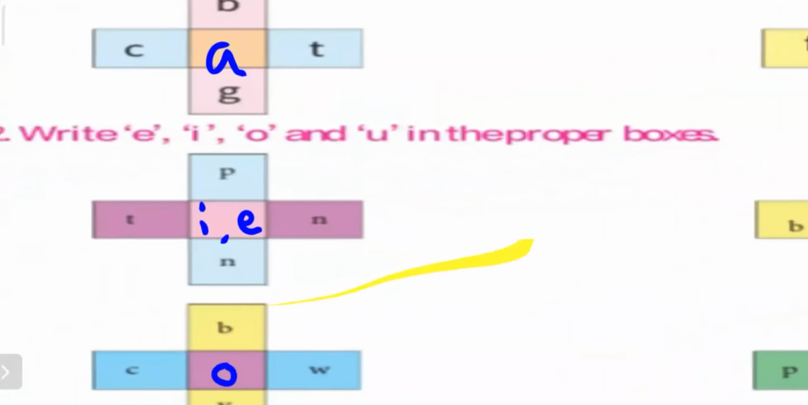By adding O in the middle square, the words formed are B-O-Y, boy, C-O-W, cow. By adding E in the middle square, the words formed are D-E-N, den, P-E-N, pen.